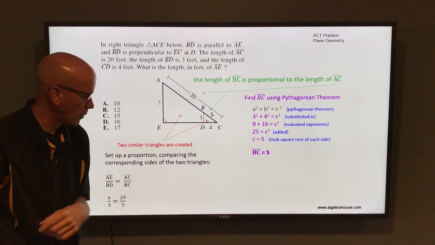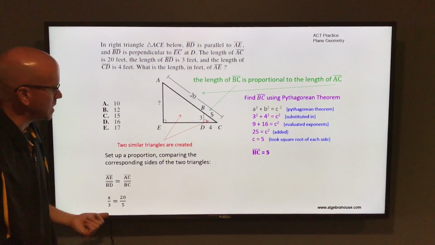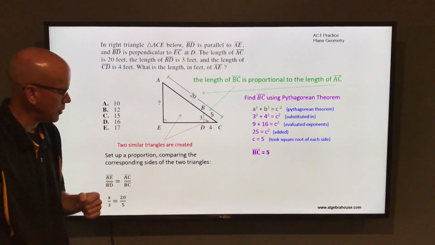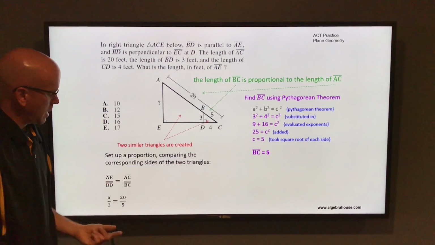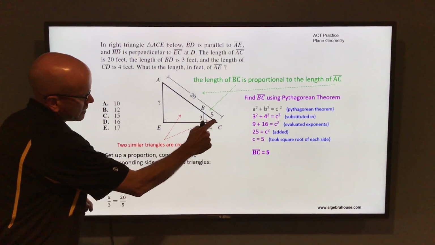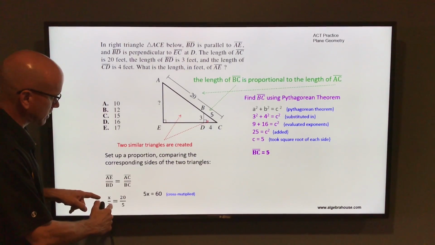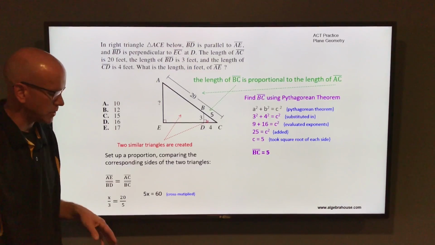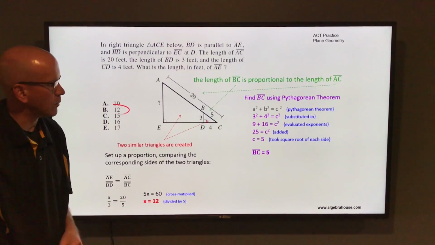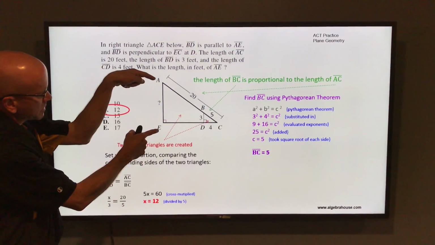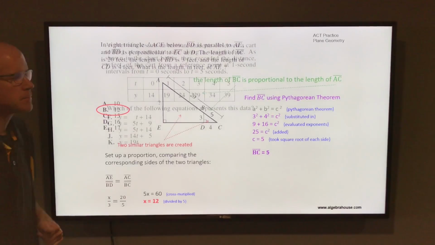And then fill in what you know. Well, you don't know side AE, that's what you're finding. You know side BD is 3, that's given to you. Side AC is also given to you, that's 20. And then we found this small side BC to be 5. Just cross multiply and divide. Take 5 times x. That's equal to 3 times 20. So once you have your proportions set up, cross multiply and then divide. X equals 12. Remember, x was this missing side we were looking for, AE, and that is 12, letter B.